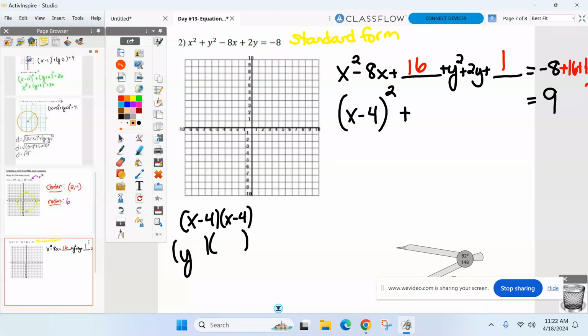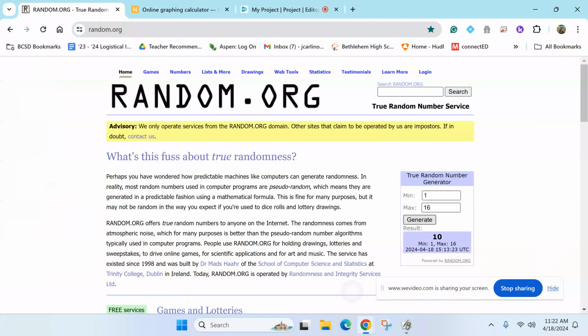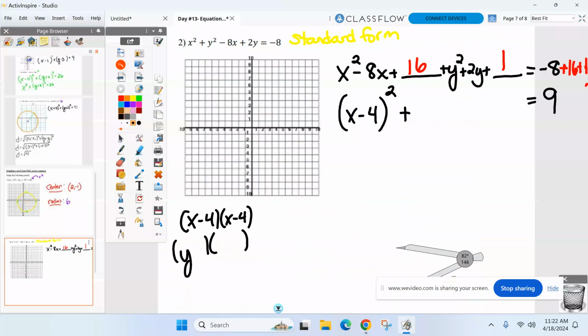You better check with your group real quick. Y plus 1, good. So now I get y plus 1 all squared. Oh, now it's center radius.